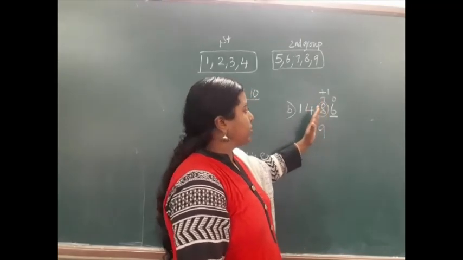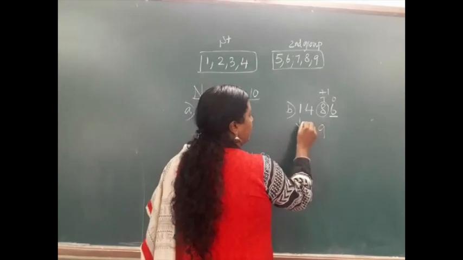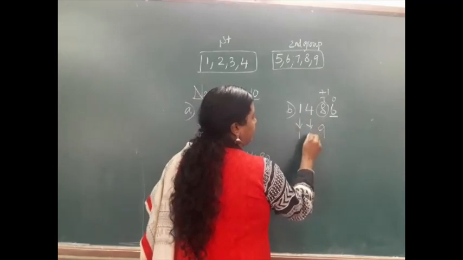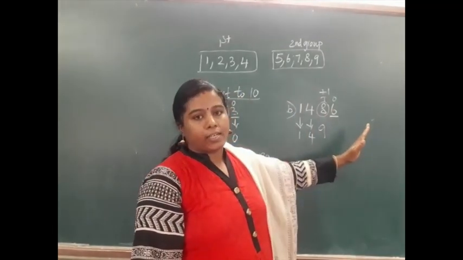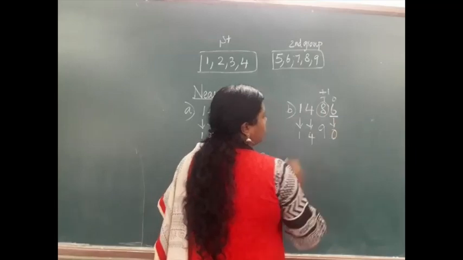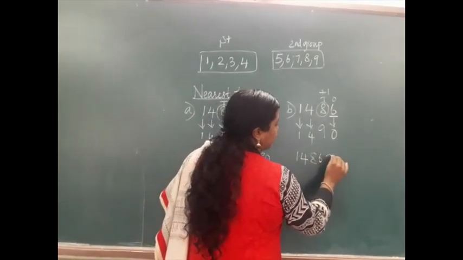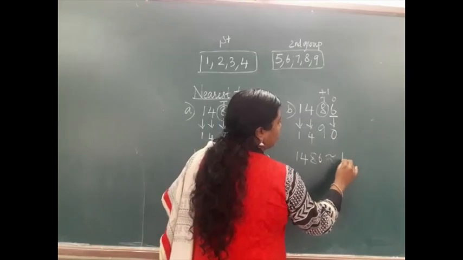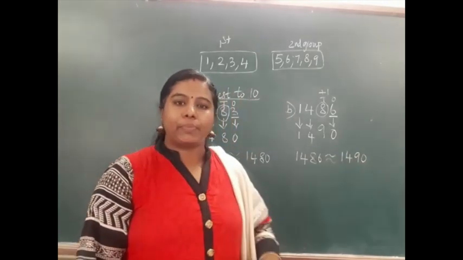Look at here. What was the step? All the digits to the left side of the circled digit are written as they are, whereas the digits to the right side of the circled digit change to 0. So here 1486 is rounded off to 1490.